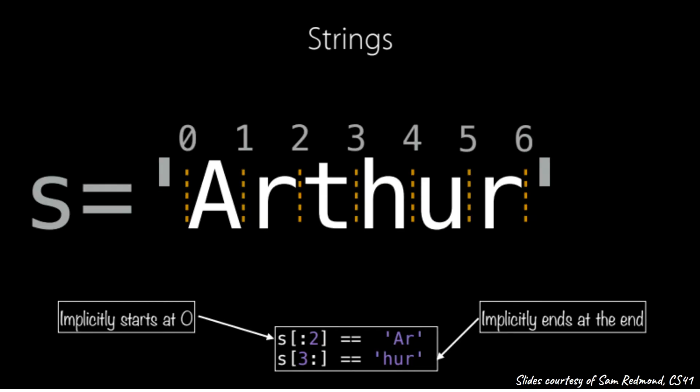So just one thing about this is that you saw previously we were saying 0:2. We don't actually need to do that. We can just say :2, and it will implicitly fill in the start index as 0. Likewise, if you just want to go to the end, it'll implicitly fill in the end index as the length of the string.